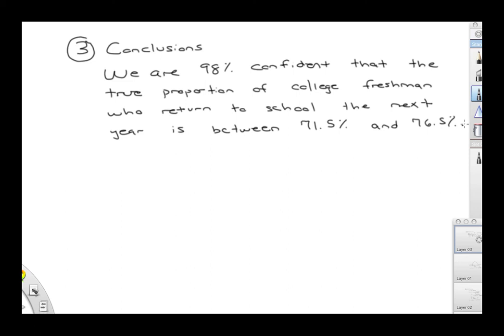Now keep in mind, this is not a probability. It's not saying the probability of it being in there is 0.98. That's not what we're saying. We're 98% confident that we've captured P, the true proportion, in our confidence interval. So now into part D, it says explain what 98% confidence means. And this is where you need to start thinking about things a little bit differently. So let's open a new window and take a look at that.